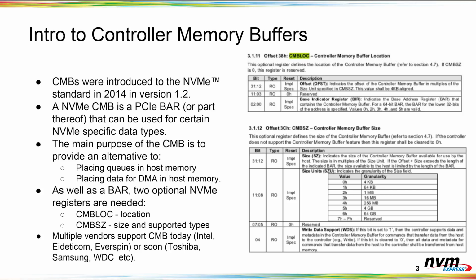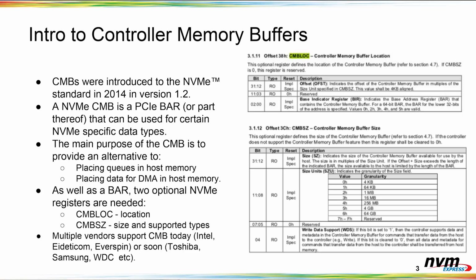You'll need 2 registers that are part of the spec to announce that a controller memory buffer is supported. One says where it is within the bar, so you can choose as a vendor to put it anywhere in the bar. And the other just says what the size of it is, plus some indications of what you can do with it. Not every NVMe device can do everything or wants to do everything with this CMB. So there are specific indications whether the device can access data coming from that CMB, or whether it can put the submission queues and the completion queues on that CMB.